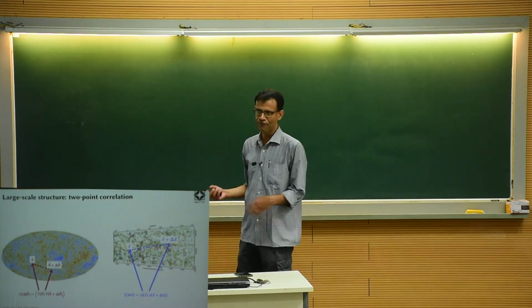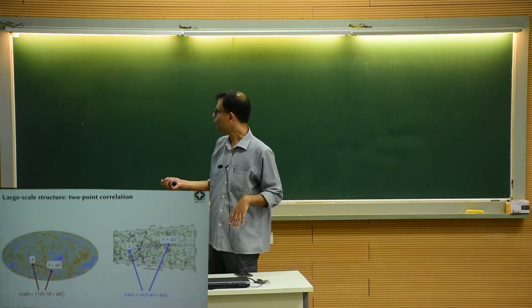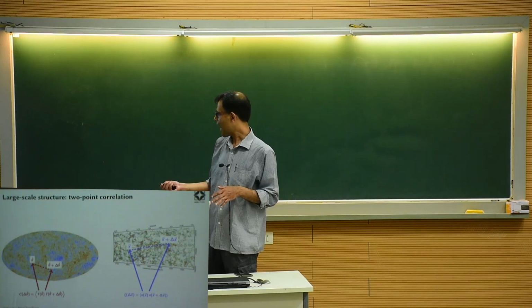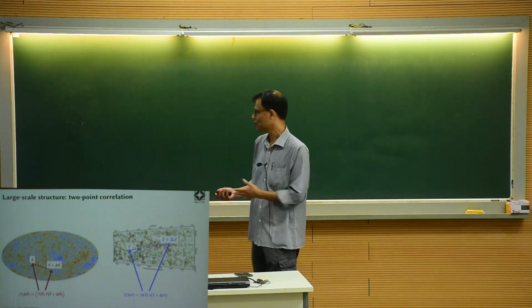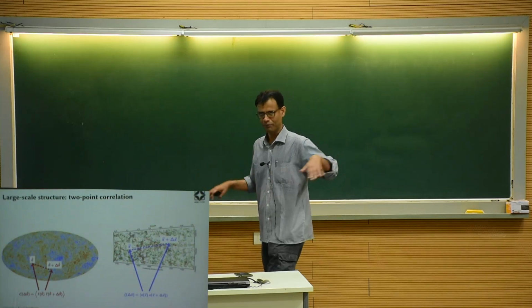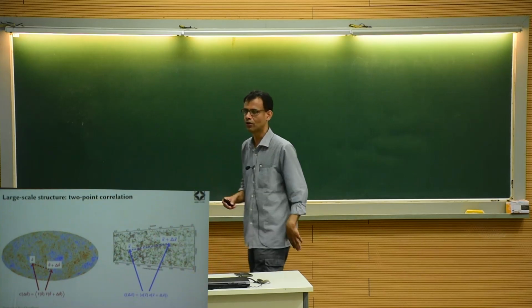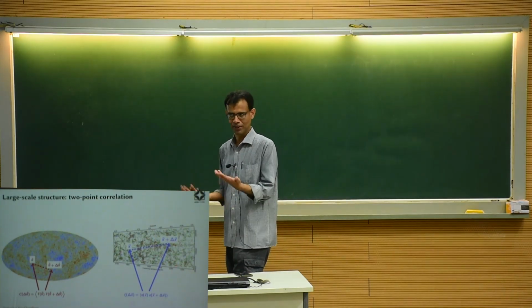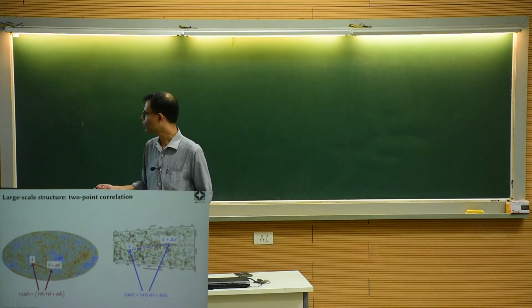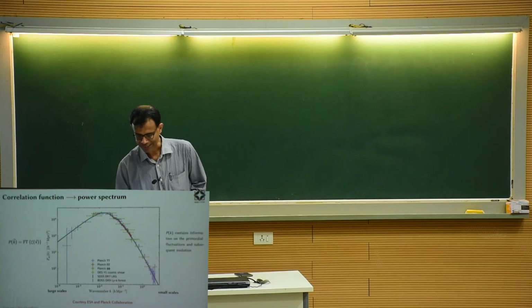The way this is defined, basically, this will give you the probability of finding a galaxy at a distance x and at a distance delta x from where you are, over random. So if the distribution is random, then this correlation will essentially tend to 0. If it is not random, you will find something non-trivial. That is the quantity usually used for cosmological studies.